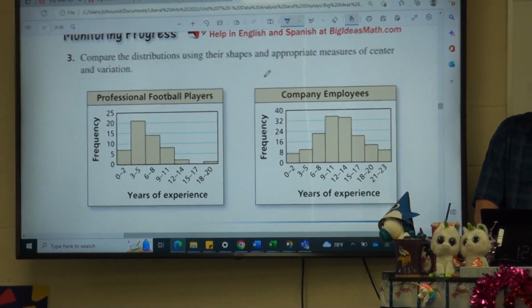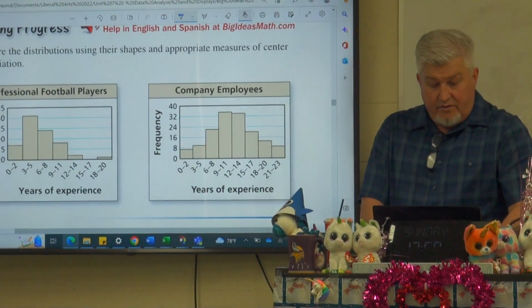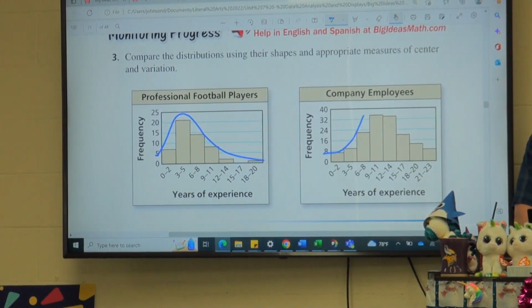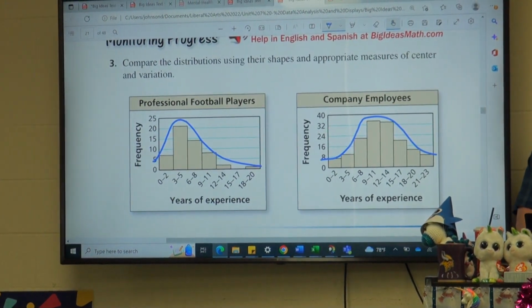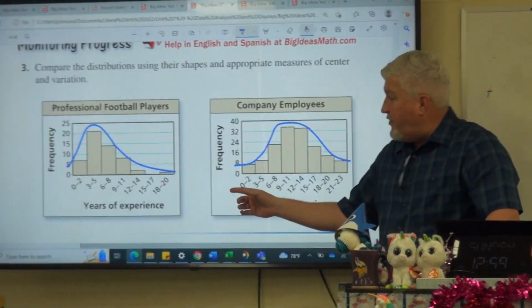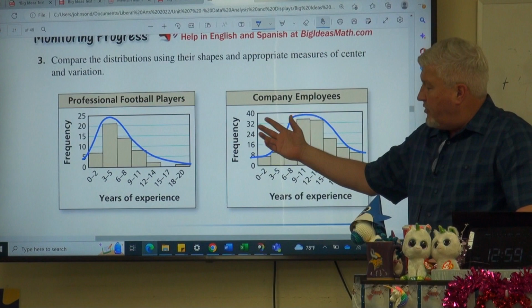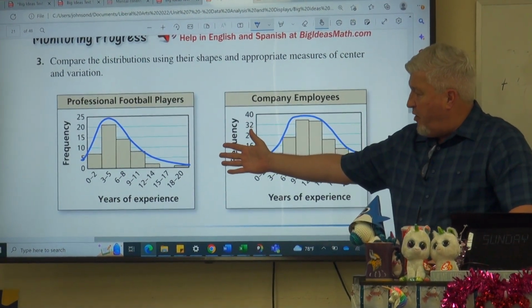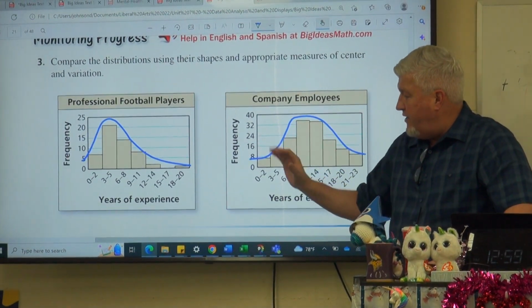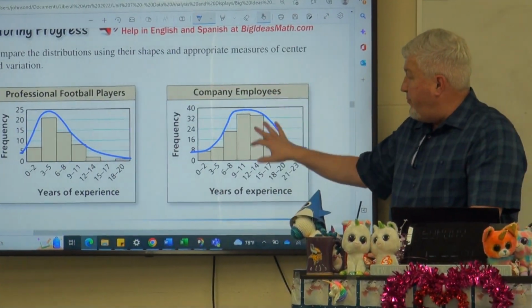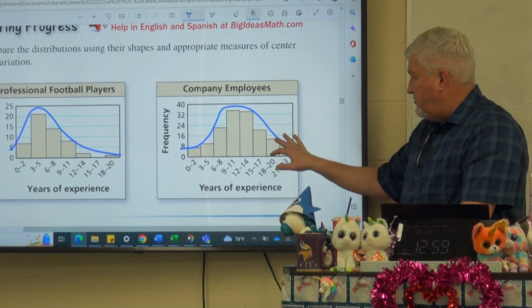All right, and we're back. So, draw our bell, and draw our bell. Okay? So as far as number of years being a professional football player versus number of years of working for a company, clearly you can see for professional football players, the data is skewed to the right. The tail is longer on the right-hand side, versus the company employees, which are very symmetrical.